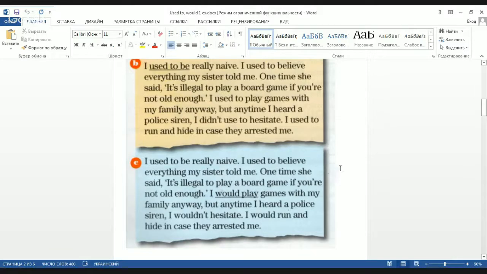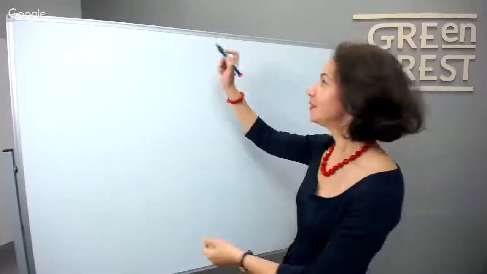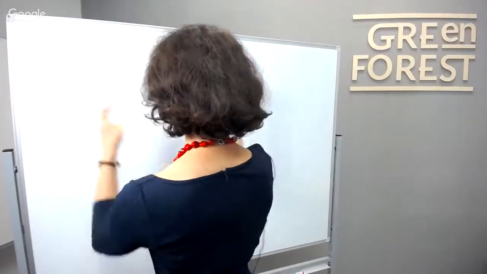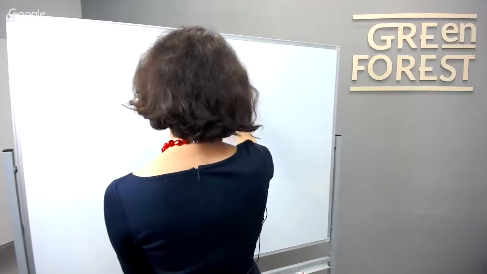Let's think which text is better written. Well, of course, I vote for the last one because it has a variety of grammar structures that we will discuss today. So let's look at our construction. Used to, actually I will split it because it's important. We have used to and would.